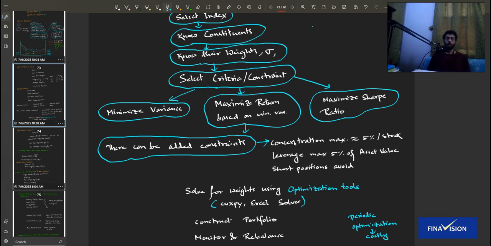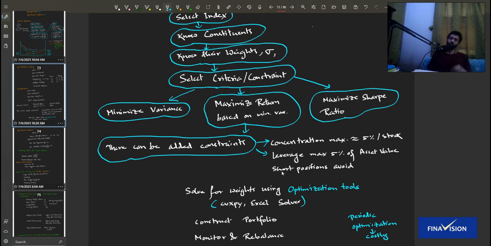That means a minimum of 20 stocks must be there in the entire portfolio. This can be one constraint. Then, leverage constraint. Leverage can be a maximum of 5% of the total asset value. So let's say it's a $100 million portfolio that the manager is managing. Leverage in that can only be 5 million.